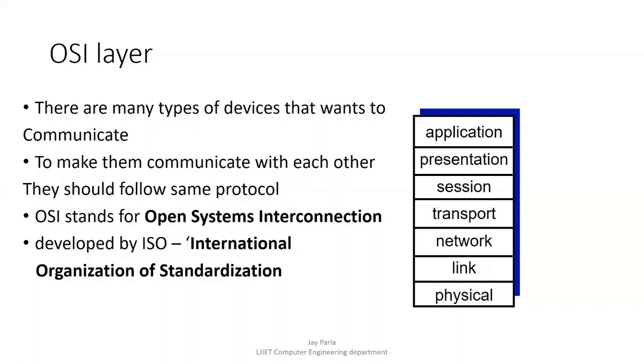For example, the application layer will have some protocols. The presentation layer has its own protocols. Each and every layer is defined by some particular task. We will see that the physical layer has some particular task, the data link layer has some task, the network layer has some task, the transport layer has some task. So each and every layer has some protocols and a particular task.